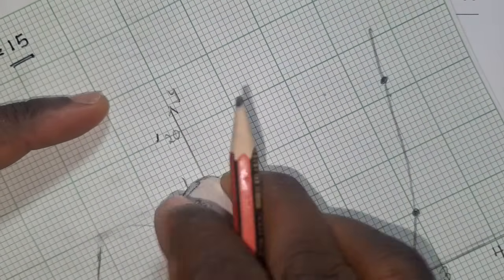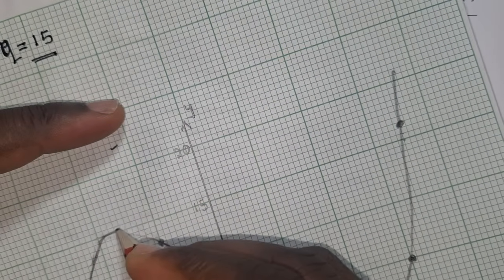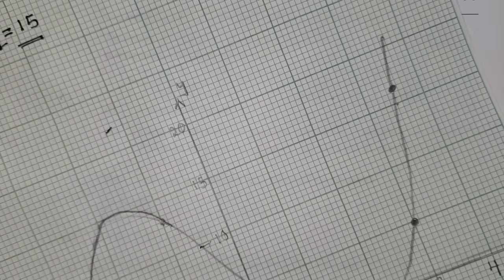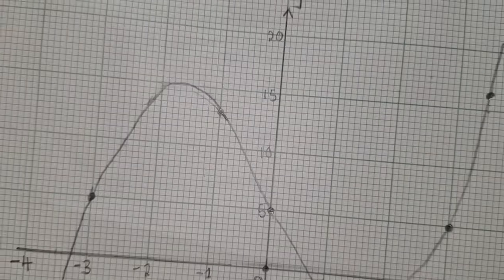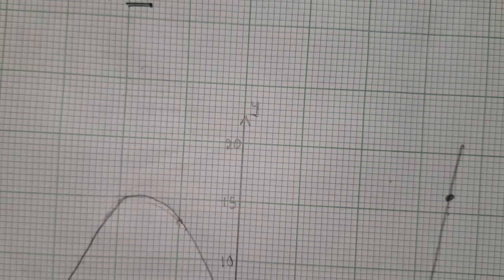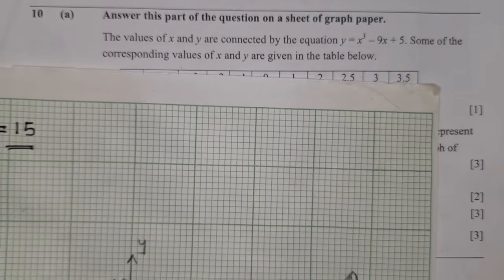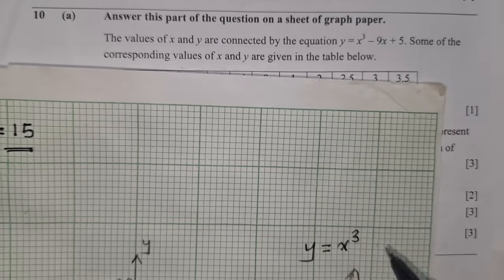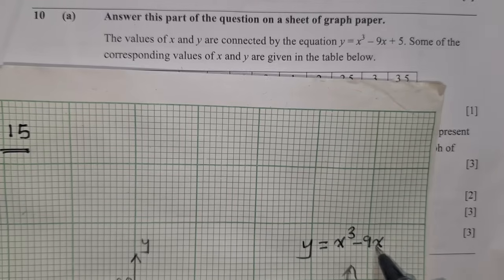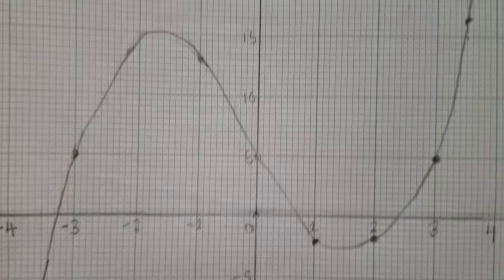So this is how the graph will look like, okay? So I'm done with the graph. This is my graph. So when you finish doing your graph, you can even indicate that this graph is y is equal to x power 3 minus 9x plus 5. This is the graph we have right here.